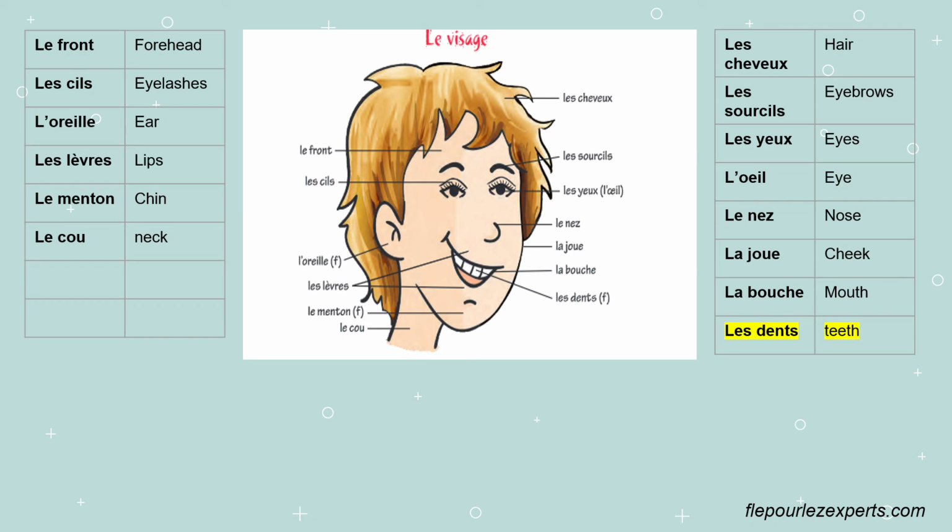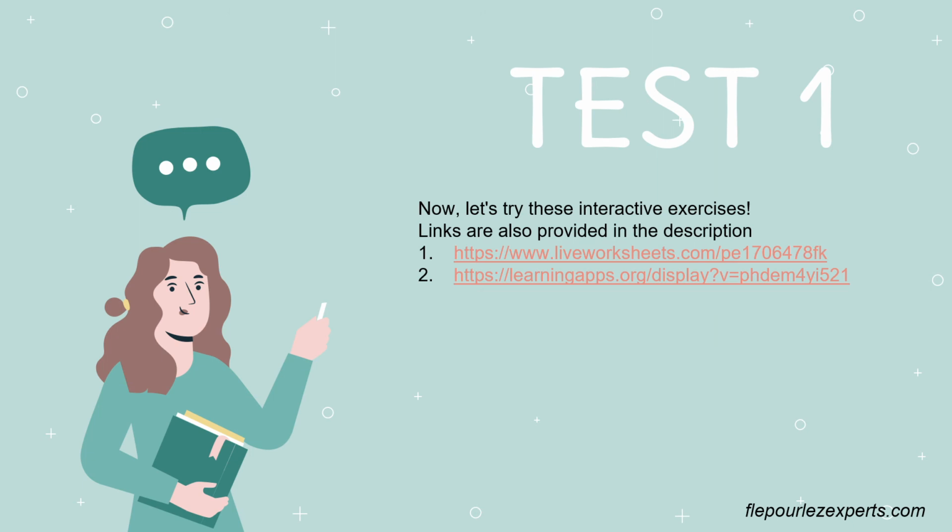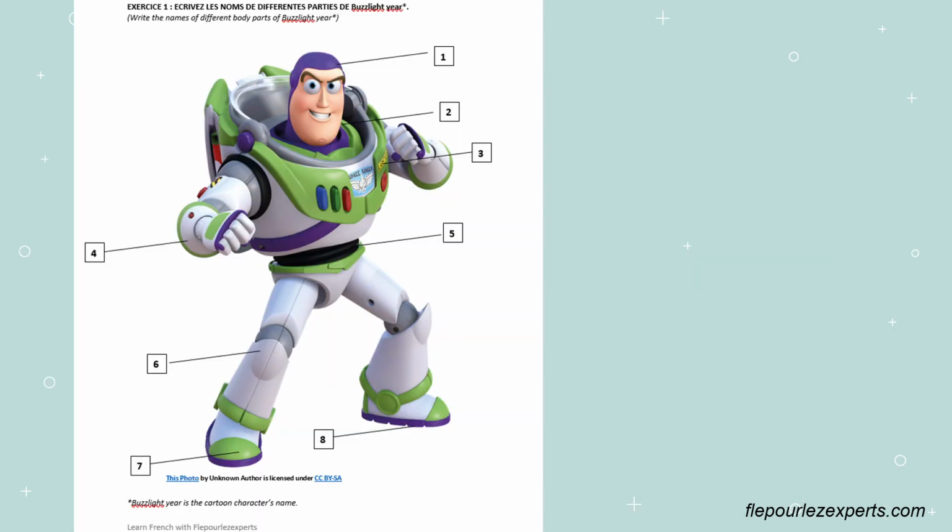Now, a quick revision here. Why F is written in the bracket in front of the word les dents? Because it is feminine. Now let us do a quick test. The links of all of these exercises are equally provided in the description. So let us try to name the different body parts of Buzz Lightyear.